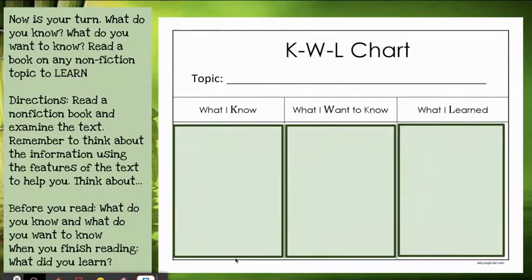What do you already know? And what you learned. Okay. So I want to see 3 things of what you already know about your book topic. And then 3 things of what you want to know. And when you're done reading, tell me at least 3 things that you have learned from the book.